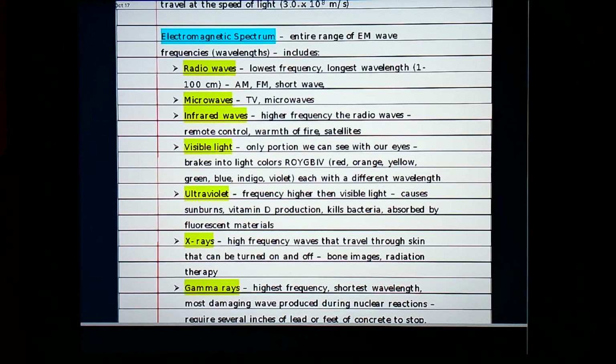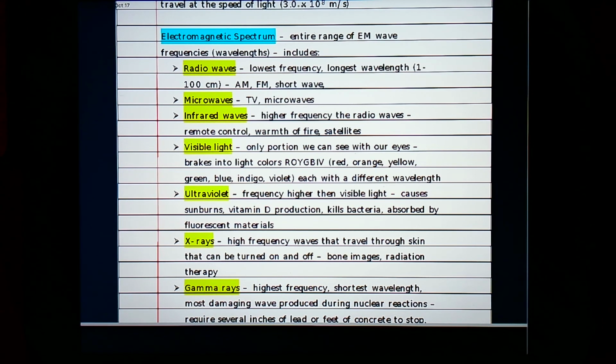The one with the lowest frequency, which means it has the longest wavelength, is going to be radio waves. So radio waves have the lowest frequency, the longest wavelength, and therefore low energy, okay? An example of that is radios, AM radio, FM radio, things of that nature.